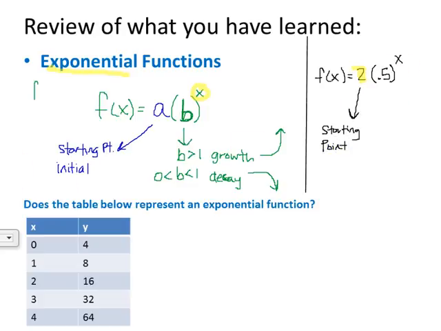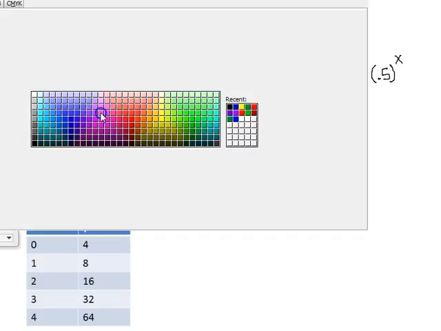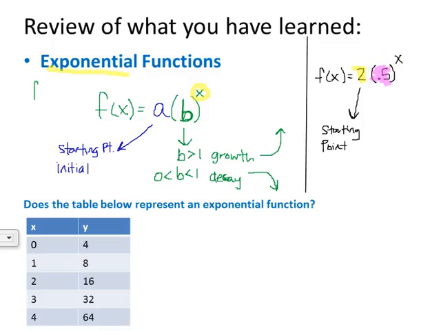What about 0.5? What does that represent? 0.5 tells us that we've got exponential decay, and that each time, as time goes on, if we're talking about days, we will have a multiplicative rate of 0.5.